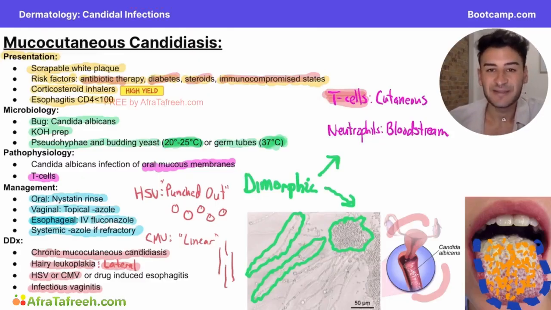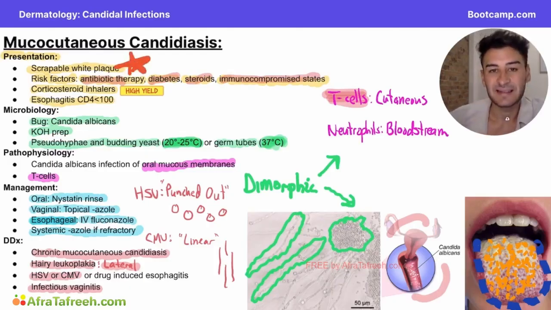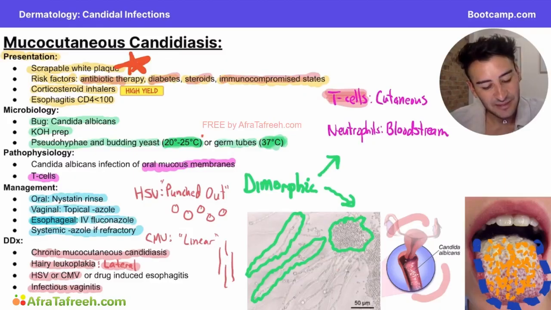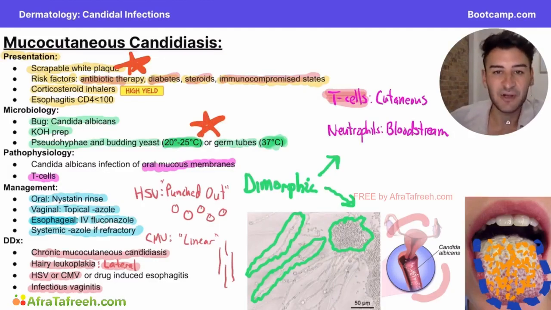So to wrap up, I would say the most important things to know about mucocutaneous candidiasis is that we are going to have a scrapable white plaque. It is a fungus, so it's going to be identifiable on KOH prep, and it has that special dimorphic quality in that it exists differently at different temperatures. And finally, when it comes to treatment, we're going to have a variety of antifungals at our disposal. And it's important to know that based on the location, we're going to use different types of antifungal therapy.